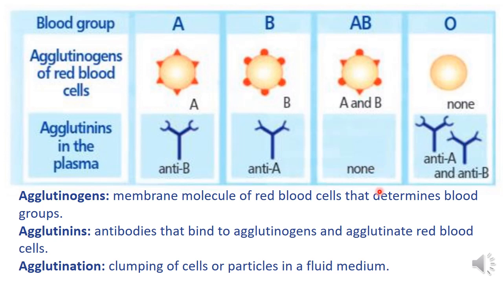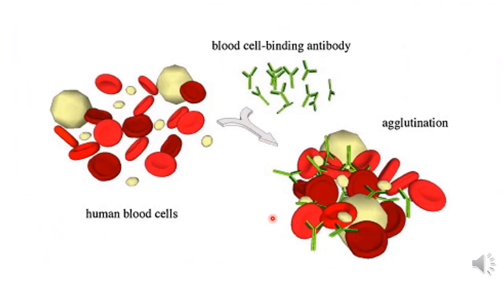So please also write this on your copybooks, the definitions of agglutinogens and agglutinins. Agglutinogens are the antigens, agglutinins are the antibodies. Agglutination is the process of clumping of the cells or particles in the fluid medium. This is the agglutination. The red blood cells agglutinate with the antibodies and they clump together in the fluid.